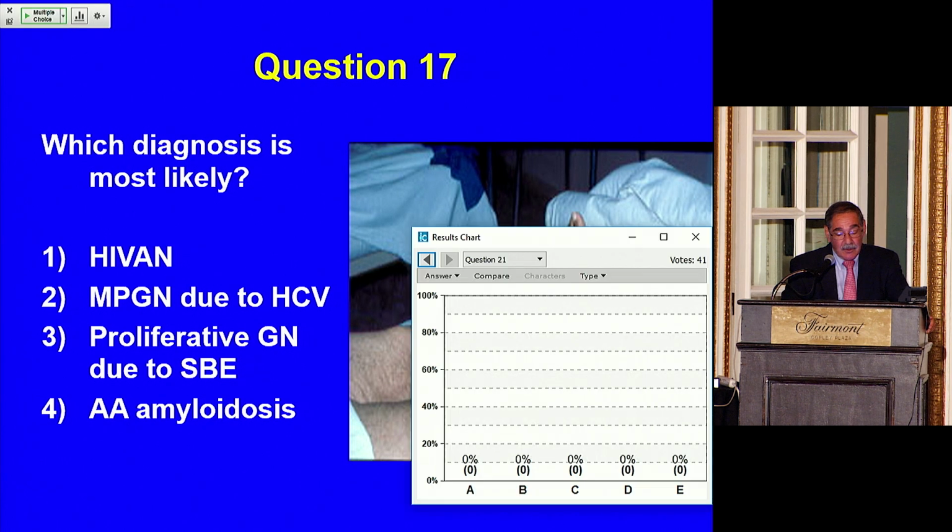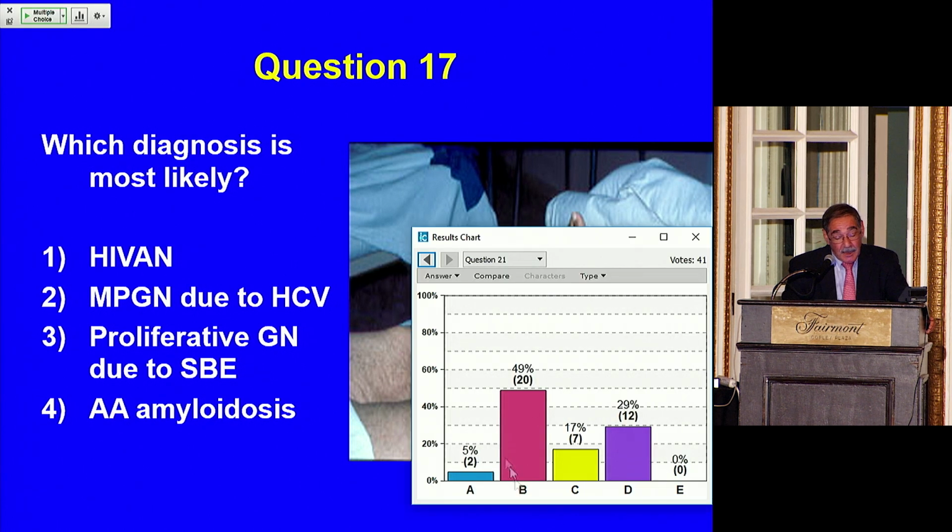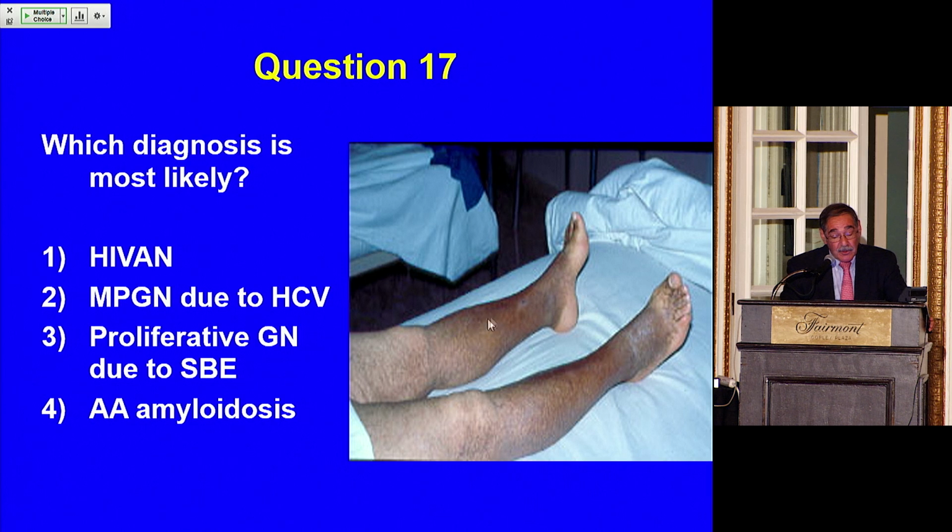Okay, majority is right. If you look at this, this is somebody with cryos. That's classic for the rash of cryos. Now, I could have confused you more if you read the case, because this person could have been anybody from the case, but you look at that leg rash, that's what it is.